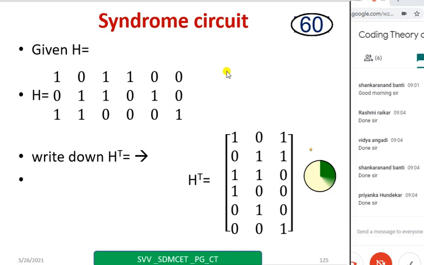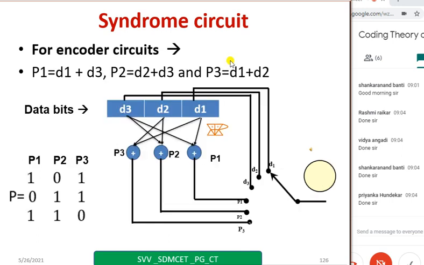Now, next step, please keep your mind here only for a minute. It's very simple, the way you have done the encoder circuit. For the encoder circuit, based on the P matrix, we considered this column as P1 and connected everything so that I can get P1. Similarly, we did P2, similarly P3. And these were data bits, and these become parity bits. Hope all of you understood this. Take 5 seconds to glance at this, then I'll go to the next.